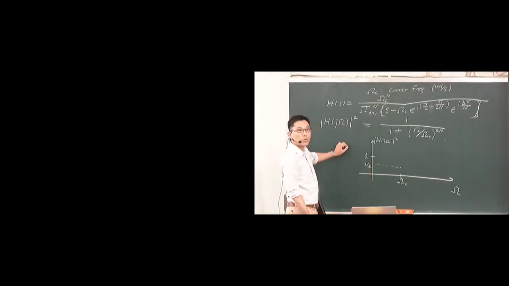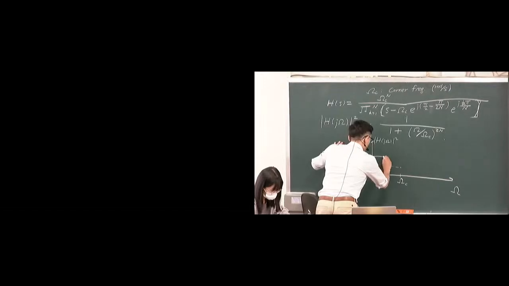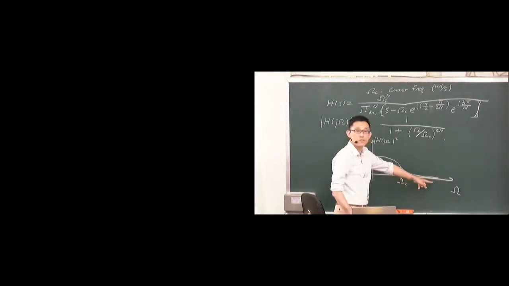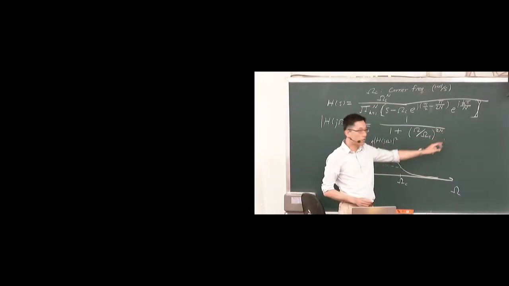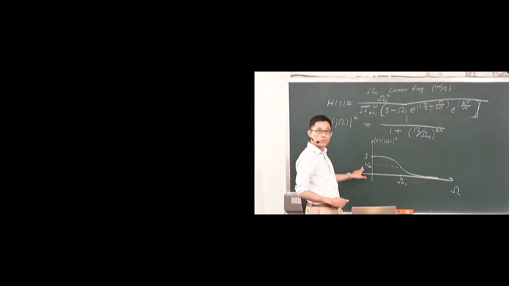So the magnitude square is going to reach 1/2 when omega equals the corner frequency. And we know it's monotonically decreasing. So in general, we have something like that, and it approaches 0 asymptotically as omega increases. So it's a low-pass filter with the corner frequency right here, regardless of the order n. It always passes through this point, omega c, meeting 1/2.